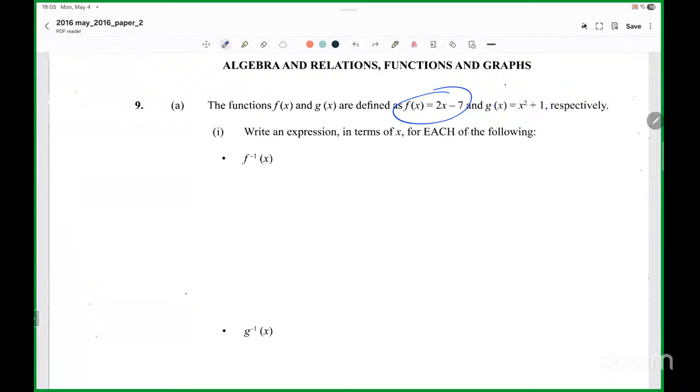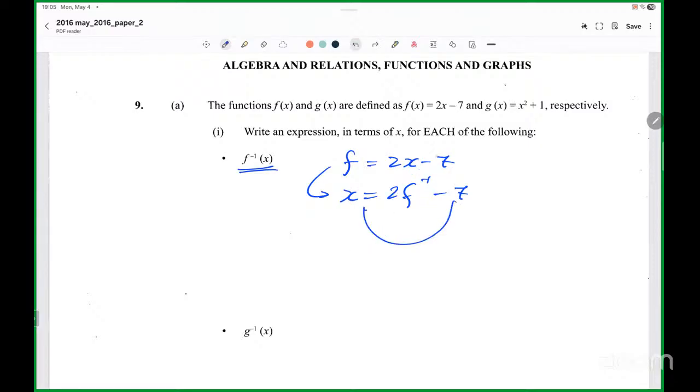I want us to find f to the minus 1 first. Let's go. F to the minus 1. I'm going to say f equals 2x minus 7. Inverse it, x becomes 2 times f to the minus 1 minus 7. To make this subject, I'm going to cover the 7 and divide under the 2. So I'm going to get x plus 7 over 2 equals f to the minus 1. That is f to the minus 1 of x is x plus 7 over 2.